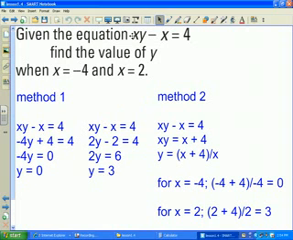Or the other method is to take the original equation, xy minus x equals 4, and solve it for y. Isolate the y on the left-hand side. Now once I have the equation solved for y, now I can substitute my x values. First of all, substituting negative 4 for x produces 0, just like it did in method 1. We're taking this new equation and substituting 2 for x, which produces the y value of 3, just like it did in method 1.